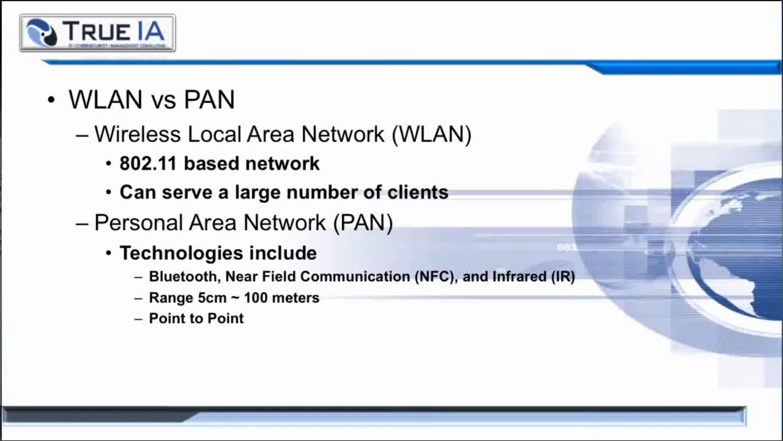So understand that there are other wireless technologies, however, they don't fit in the 802.11 base network standard. These technologies include Bluetooth, near-field communication, and infrared. These are considered PANs, or personal area networks. They have a maximum range of 100 meters or as short as 5 centimeters. All of these are point-to-point technologies. They are not capable of serving a one-to-many capability.